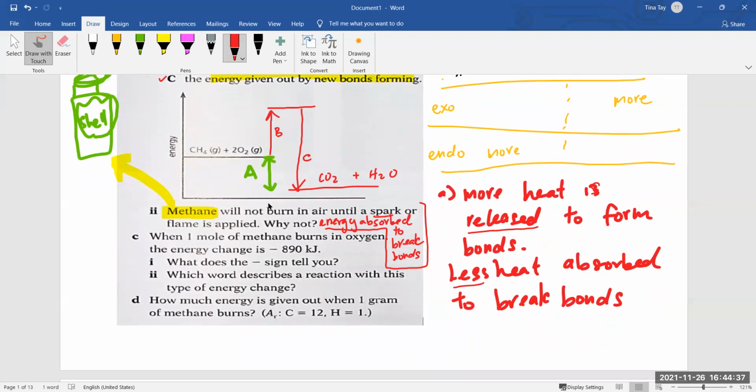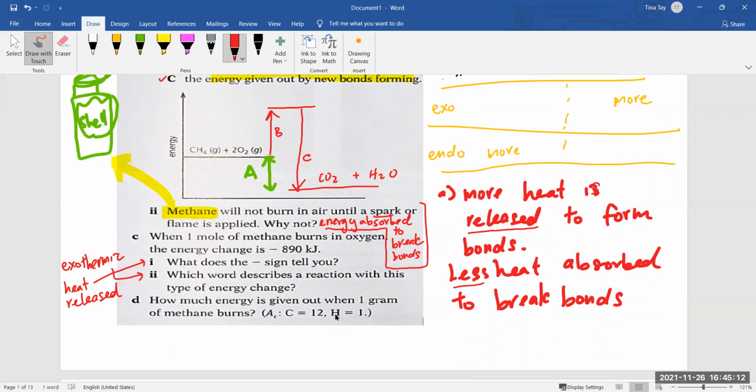All right. When 1 mole of methane burns in oxygen, the energy change is negative 890. What does the negative sign tell you? That it's exothermic. Heat is released. Which word describes the reaction? Exothermic reaction.